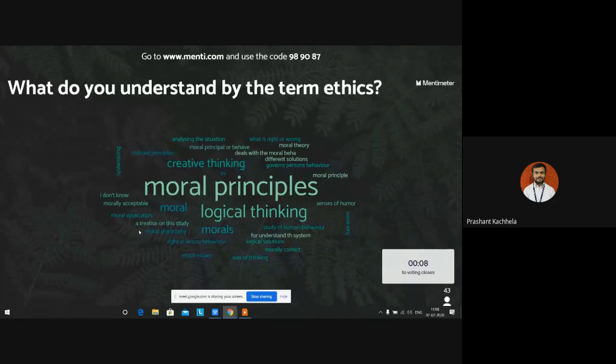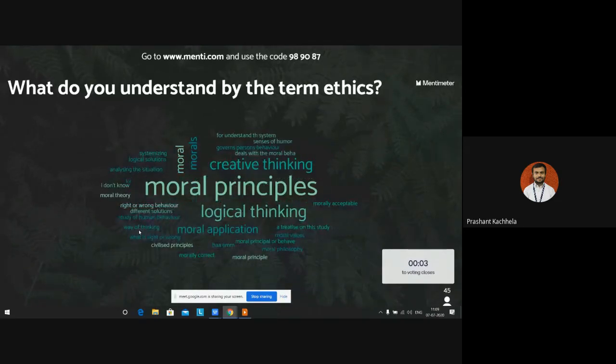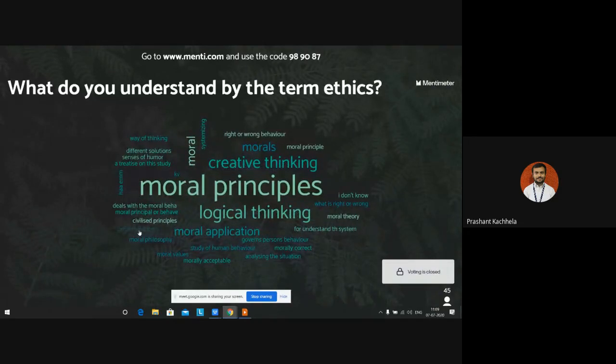There's only 8 seconds left. After that, it will close. So if you haven't pressed the enter button, do it right now. Now it's closed. Voting is closed now. So far, 45 people responded, and these are the different answers as you can see on screen. The best answer is moral principle, logical thinking, and there are many best answers too.